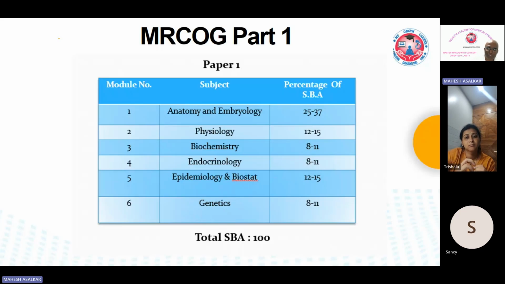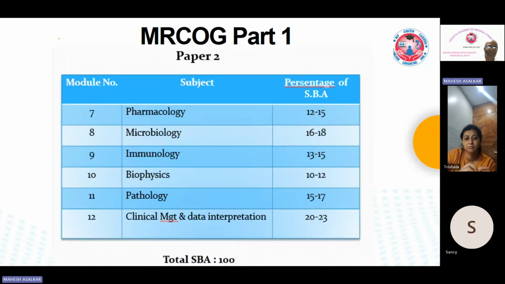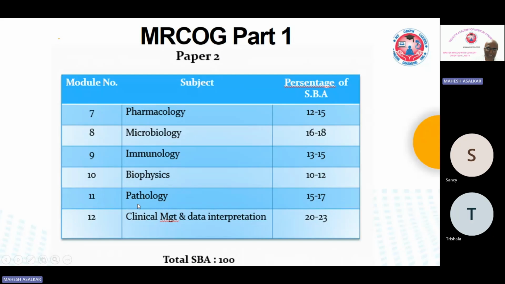We will see in each module what is expected by RCOG, so that we will know what exactly is to be studied. Okay. Now coming to paper 2. Paper 2 will also cover 6 modules, in which there is pharmacology, microbiology, immunology, biophysics, pathology, and last is clinical management and data interpretation.